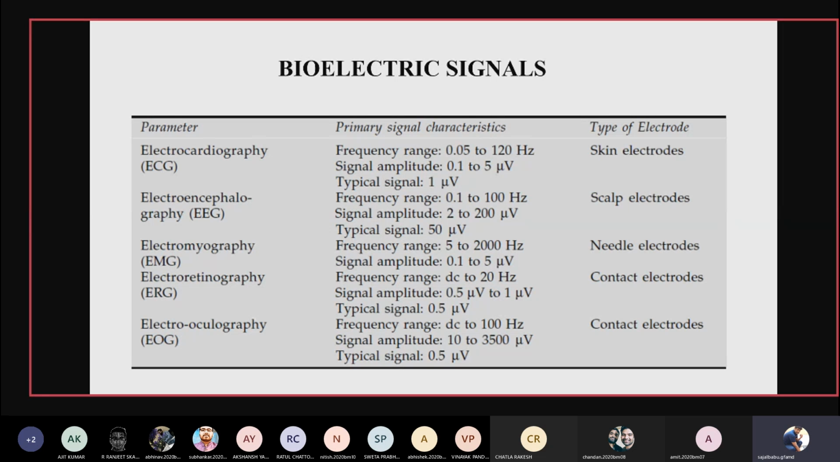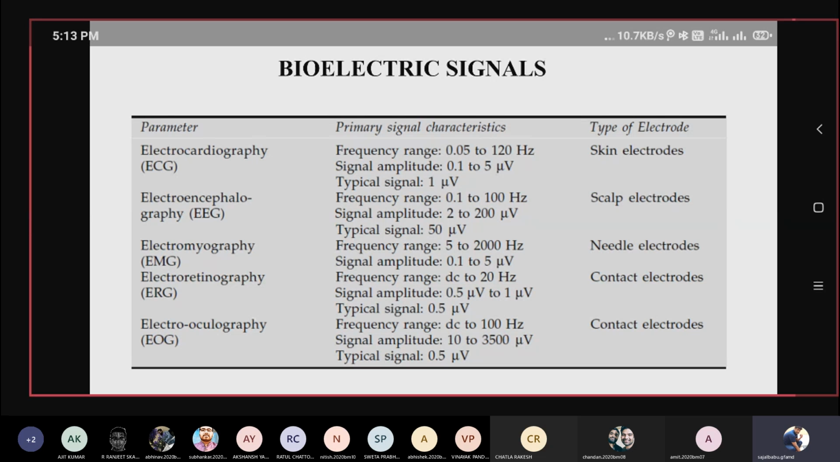Let us see what the bioelectrical signals are, because the next part that you are going to cover in your medical instrumentation course will have all these things. Let us see the first one.